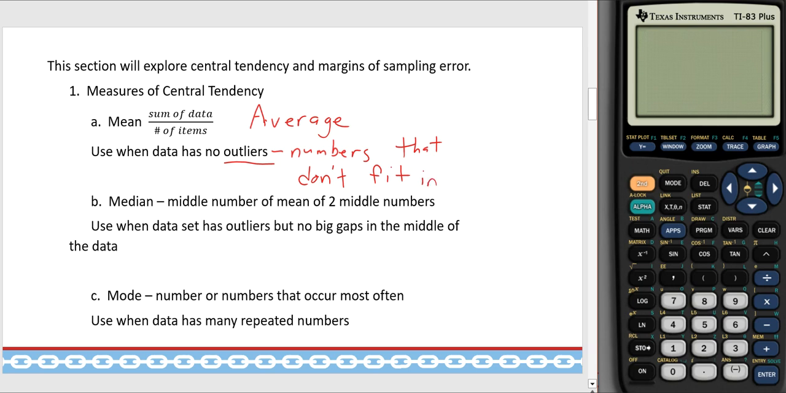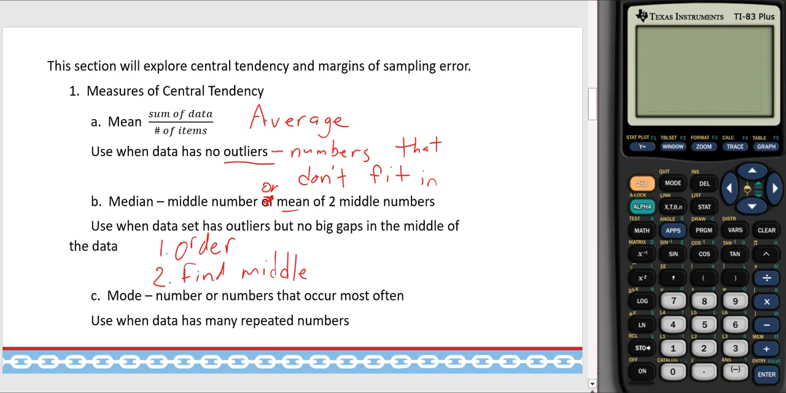Next up would be median. It's the middle number or the mean of the two middle numbers. We use that when the data has outliers but no big gaps in the middle of the data. So to find median, you order the data and then find the middle. If there are two numbers left, so if you have an even number of items, you'll get two numbers left in the middle, and then that's when you find the mean of those two middle numbers. So you would add them together and divide by 2.